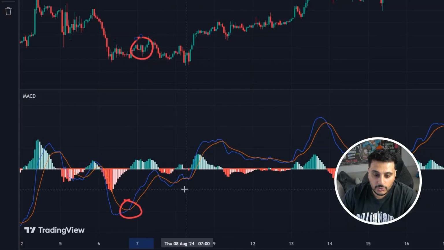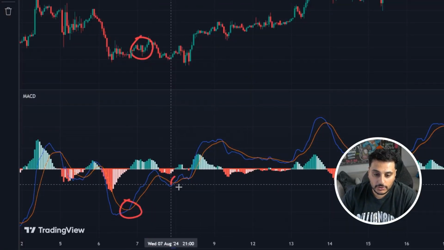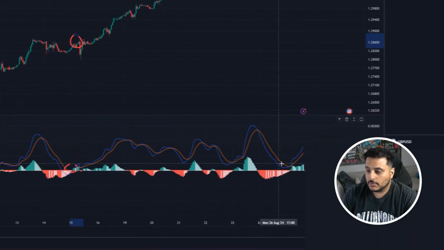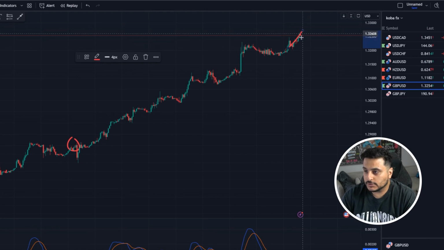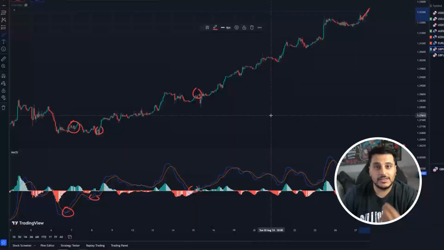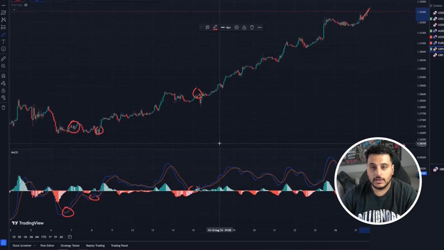So for example, right here, again, we have another cross that we could have taken this strategy across right there, the price would have went up, and another cross right here as the price is currently going up. But this strategy is absolutely terrible at predicting reversals in the market. Let me show you what I mean.